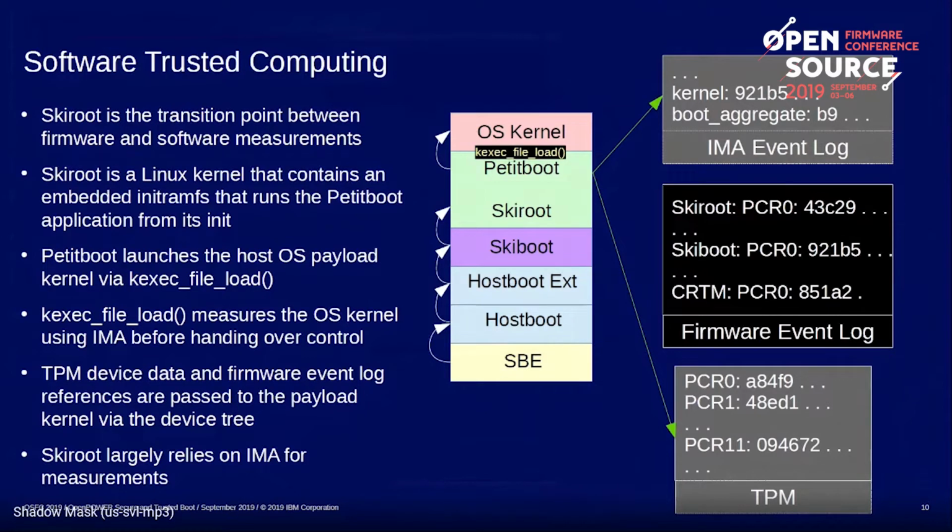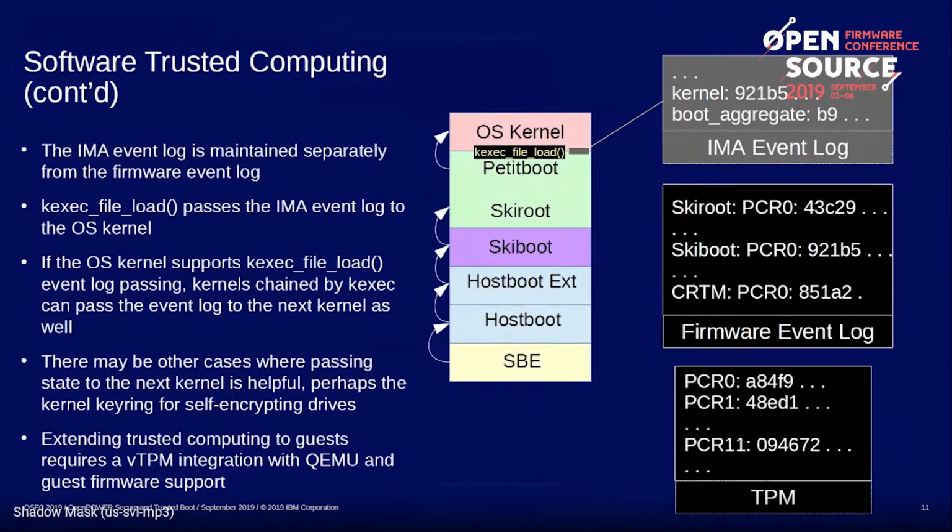Skiroot largely relies on IMA. We're adding some checking in the kernel, for instance, checking loading of keys. But we already have this mechanism available. That's a really nice mechanism in the Linux kernel to measure what's going on in the kernel. So why not take advantage of it? And as I mentioned, we pass things up in the device tree because we have it available to us, and it's reasonably secure.